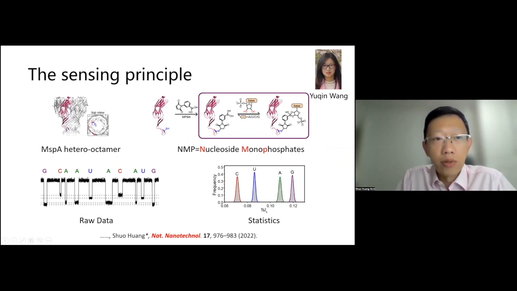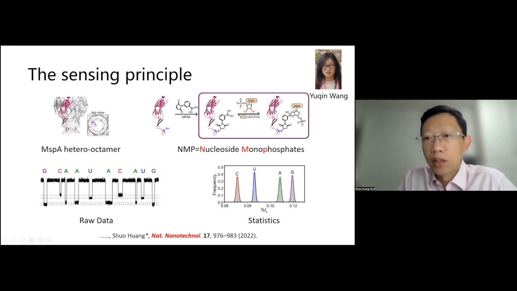So basically, we build an MspA heterooctamer. It's not easy, but definitely worth the effort, because afterwards you can have a single thiol group at the pore constriction. It will be modified with phenylboronic acid, so that you will have this phenylboronic acid here inside the pore lumen. And this is a nucleoside monophosphate. We call it NMP. The NMP contains this kind of cis-diol structure because this part is a ribose. So it will reversibly react with the phenylboronic acid to form this kind of structure.